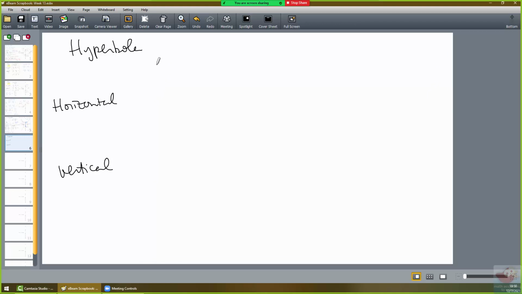Horizontal hyperbolas, actually, let's write it all down. Centered at the origin is, you know what, I'll just write it down.